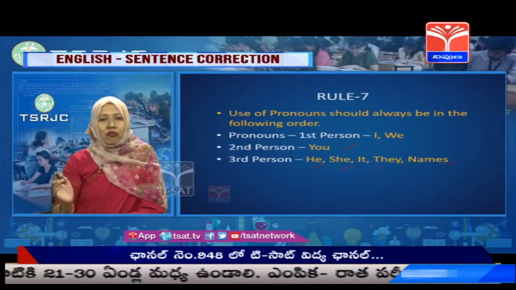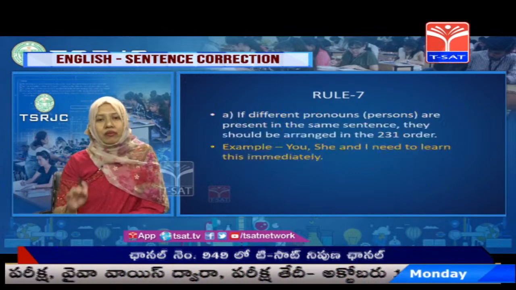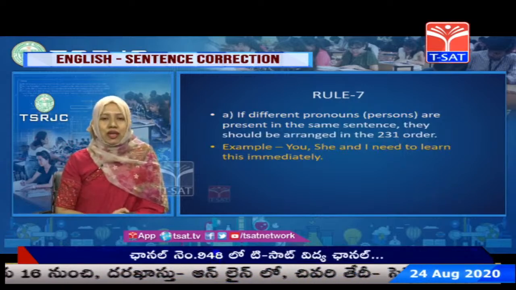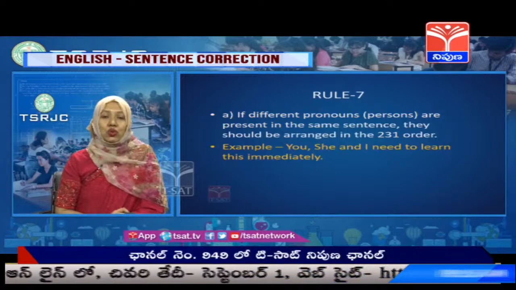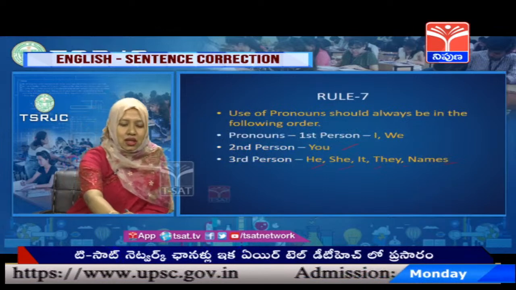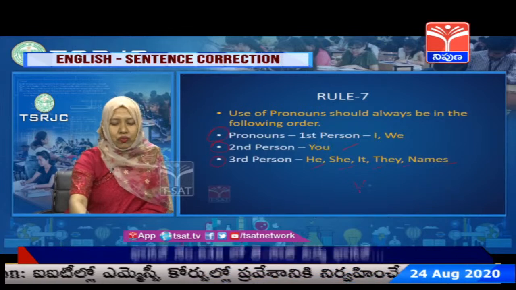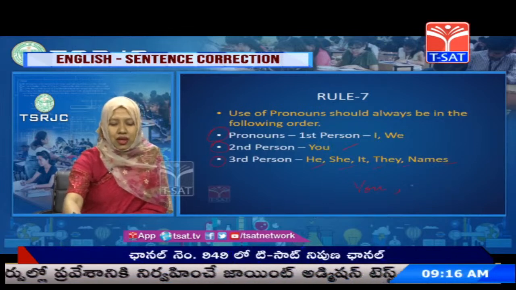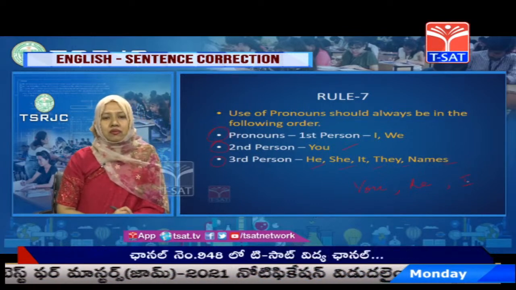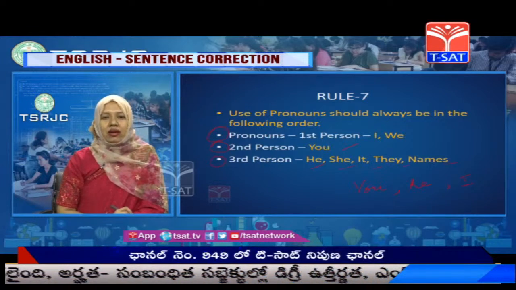So it has a particular format to use. Now what is that format? If different pronouns or persons are present in the same sentence, they should be arranged in 2-3-1 order. What is the 2-3-1 order? This is the 2-3-1 order. First you will use you, then next you will use he, then you will say I. Remember, 2, 3 and 1 order.